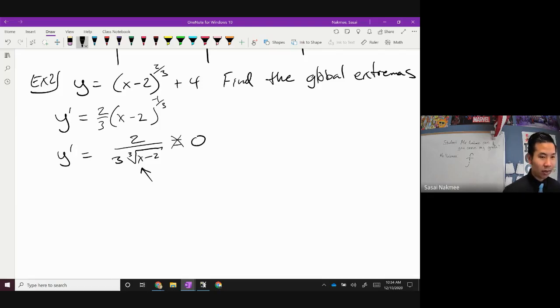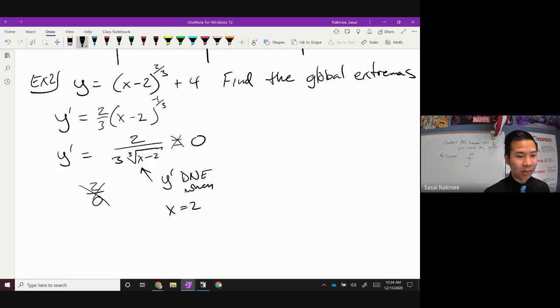I do notice this, that y prime does not exist when x is equal to 2. Because what happens at x equals 2? You'll get a 0 in the denominator, right? Which makes the whole thing just explode. So I have a critical point, don't I? I have a critical point at x equals 2. Because critical points are not only when the derivative is equal to 0, but also when the derivative does not exist. And the derivative does not exist at x equals 2.